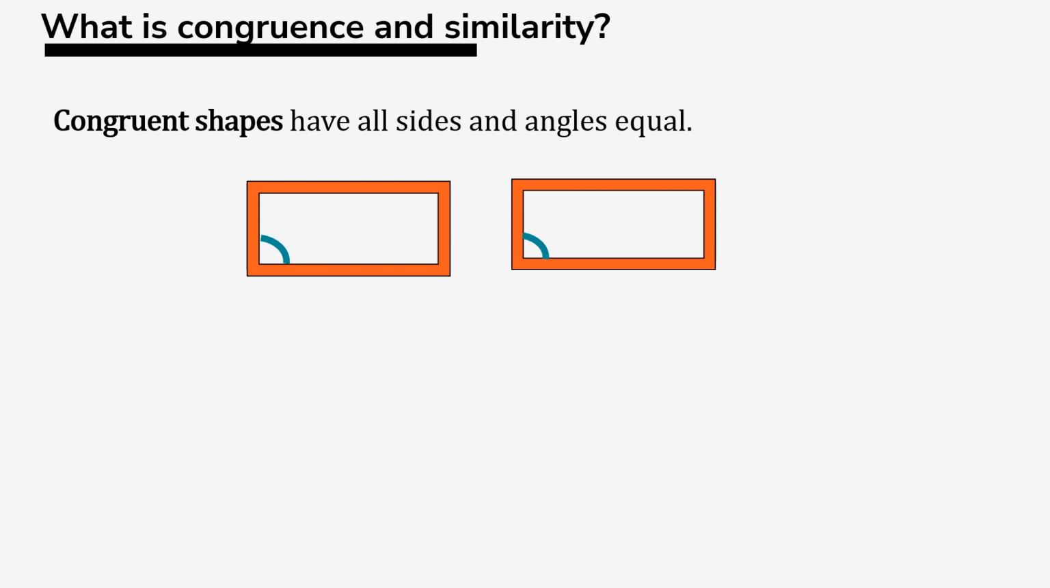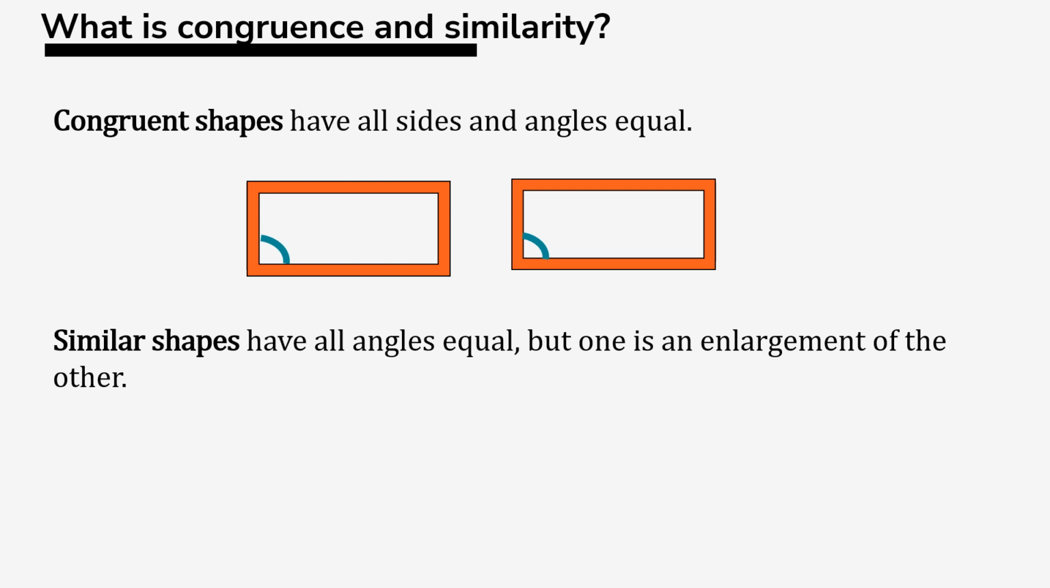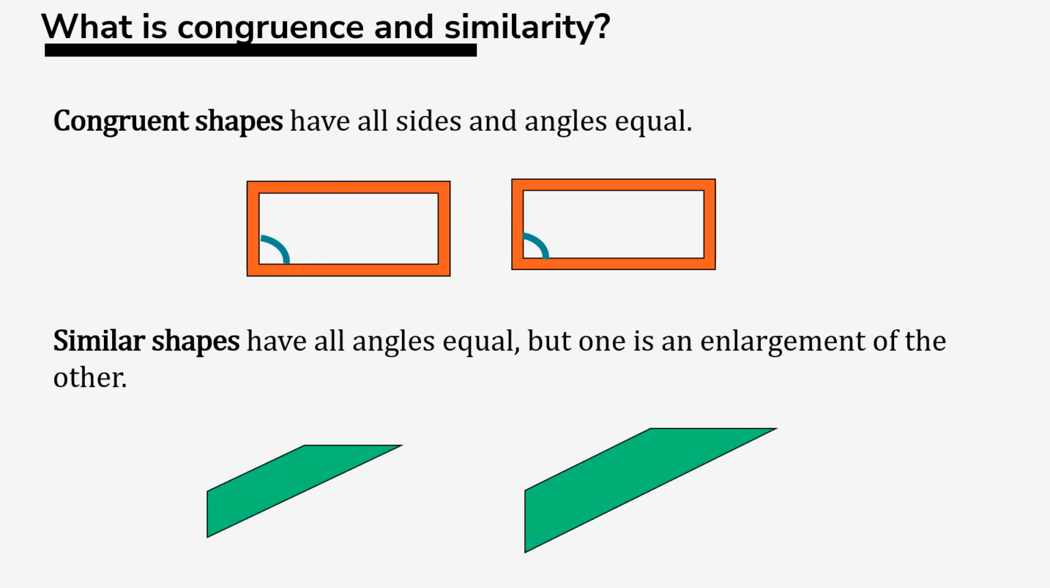Now what are similar shapes? Similar shapes have all angles equal, but one is an enlargement of the other. So in that case, if you see these two shapes, they have all the angles equal, but one is the enlargement of the other one. You need to focus on two things. One is that the equivalent lengths in the two shapes will be in the same ratio and are linked by the scale factor, which you will normally have to find. And the second thing is that equivalent angles in the two shapes will also be equal.